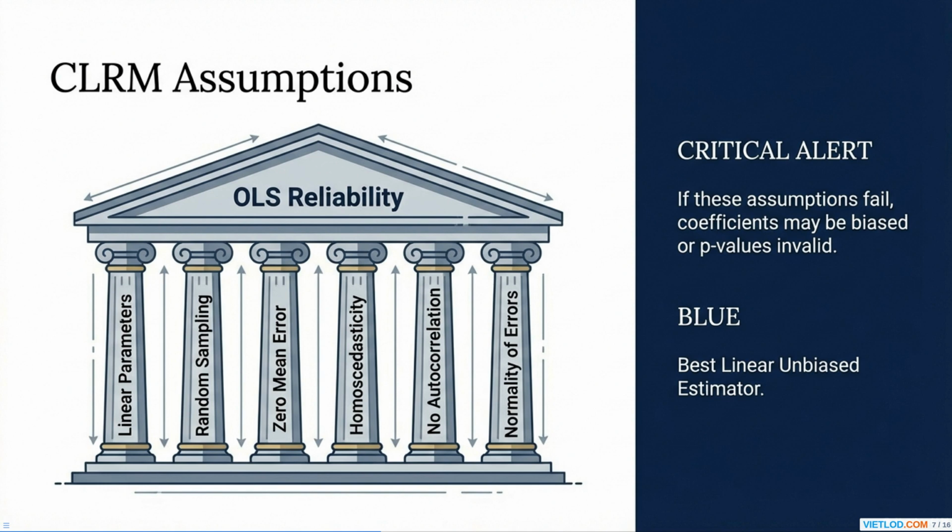We also assume the error term has a 0 mean, a constant variance, known as homoscedasticity, and that errors are independent of one another, meaning no autocorrelation. Finally, for hypothesis testing, we often assume normality of errors.